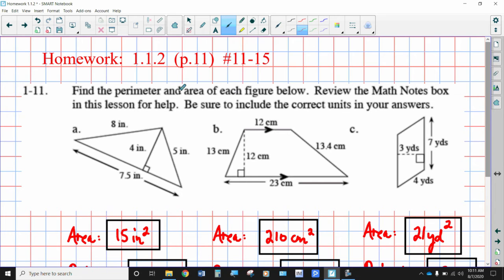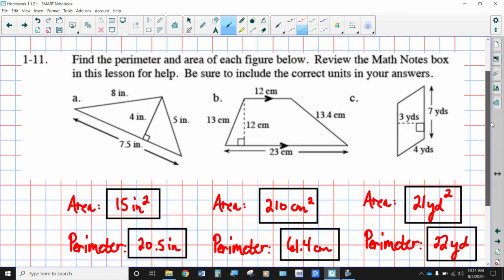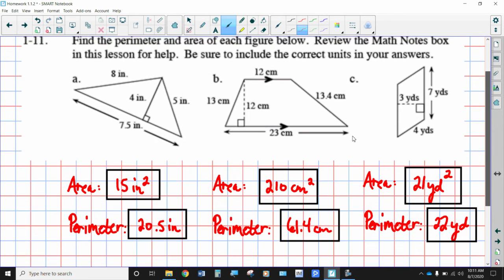All right, so find the perimeter and area of each of the figures below. So here are the answers. Remember, to find the area of a triangle, you had to multiply 1/2 times the base times the height. And to find the perimeter, you take the distance around it.